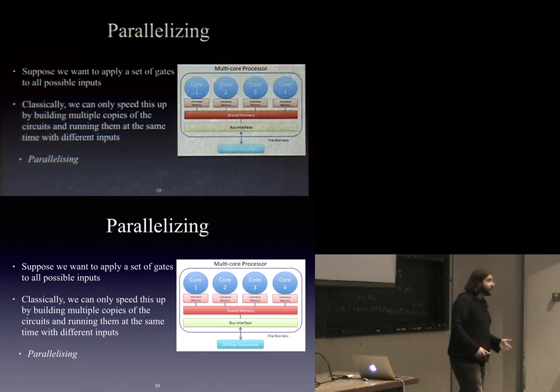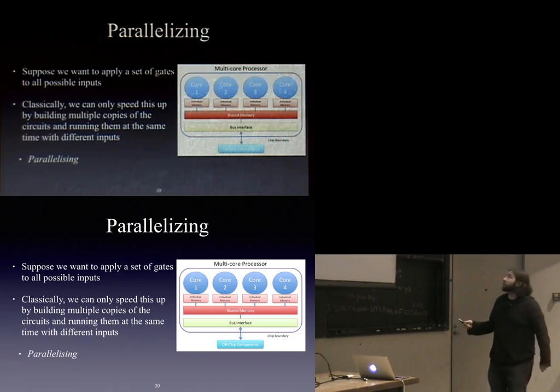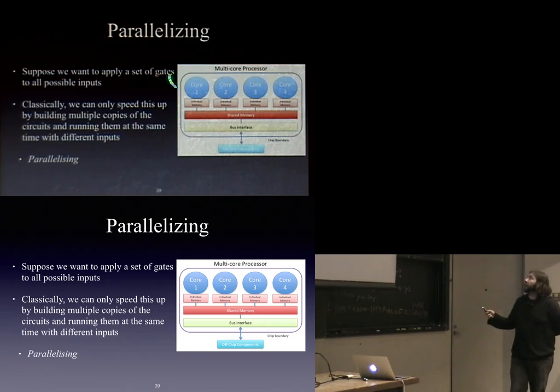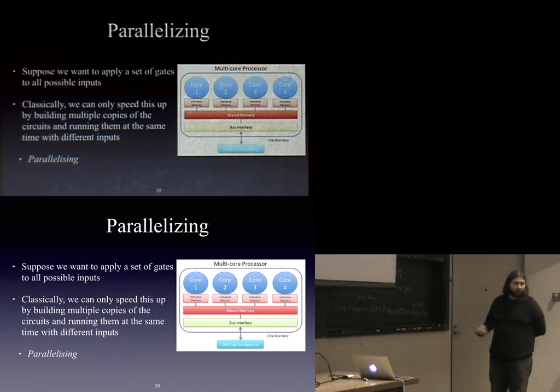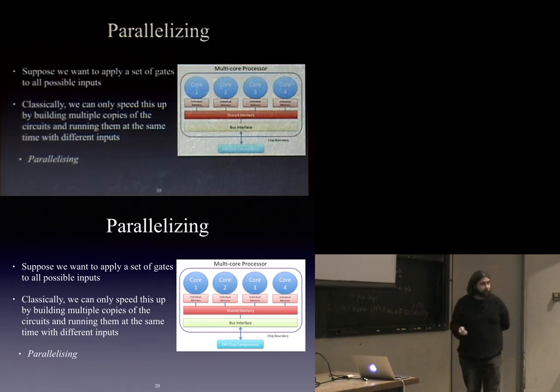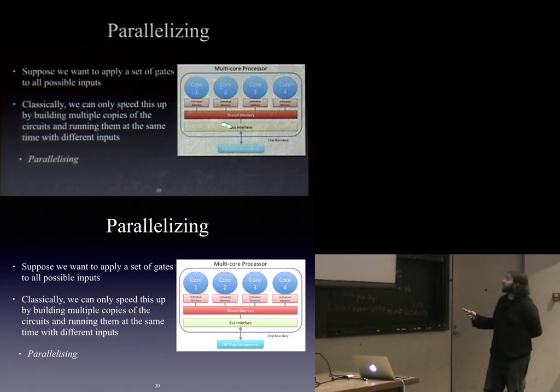And classically, the only way to speed that up is to basically have more than one computer running the code at once, right? And so most people's cell phones are like this, most people's laptops are like this. They are multi-core computers. The idea is that you have your computer and it says, here's core one. You run it for the first, let's say I want to evaluate some function for 40 different inputs, right?